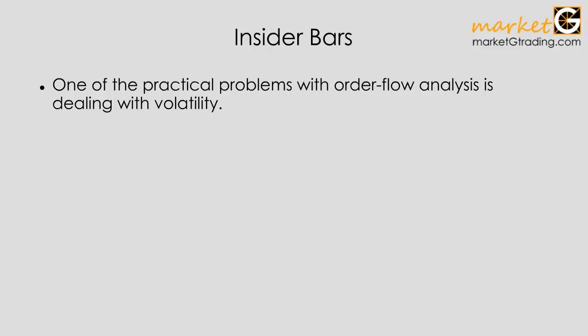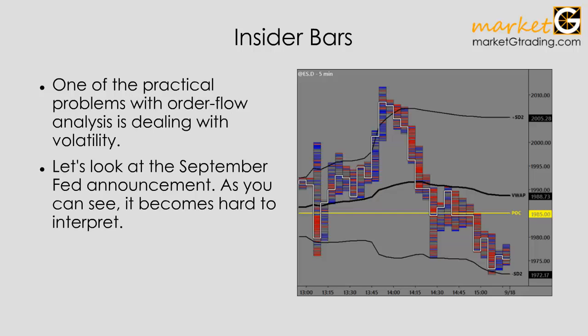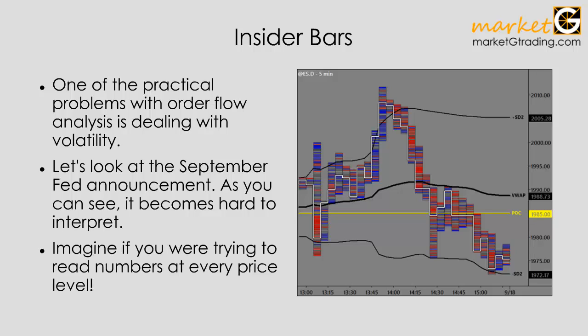One of the practical problems you run into with order flow analysis is dealing with volatility. And you'll find, watching the YouTube videos of all the order flow guys, they usually use really micro small charts. And volatility is one of the reasons for that. Let's look at a Fed announcement from September, and you can see what happens when you're using one tick for every display point. It becomes very difficult to see. Imagine if you were trying to read numbers at every one of these prices.